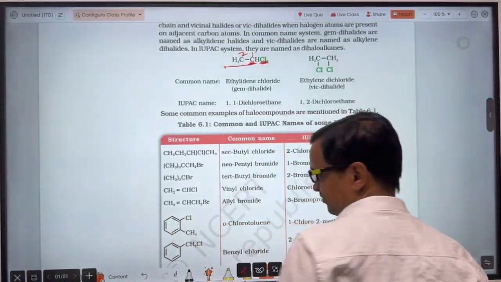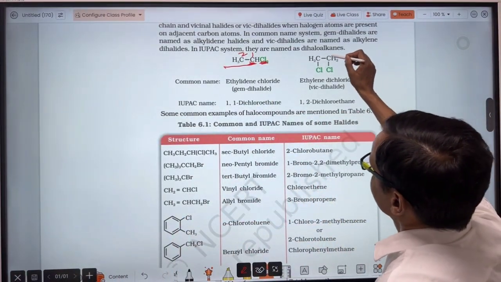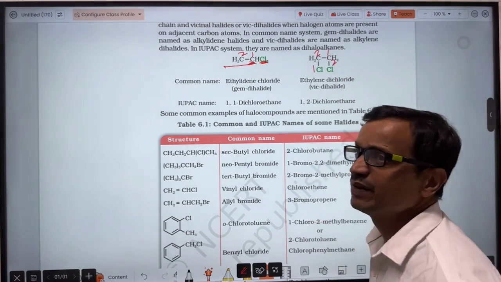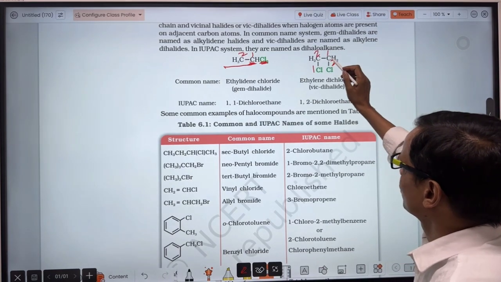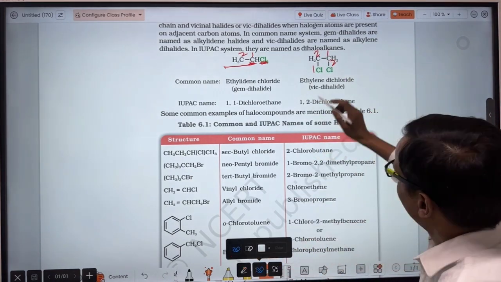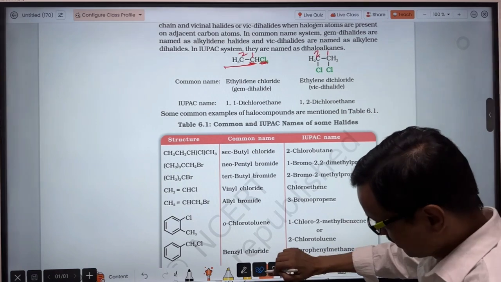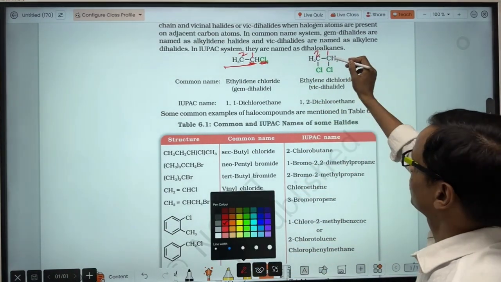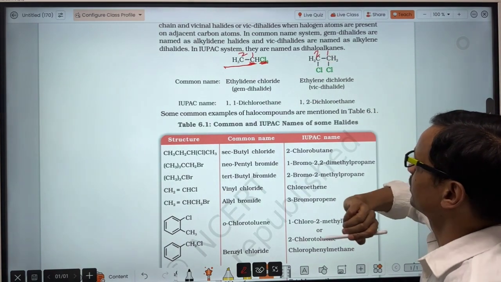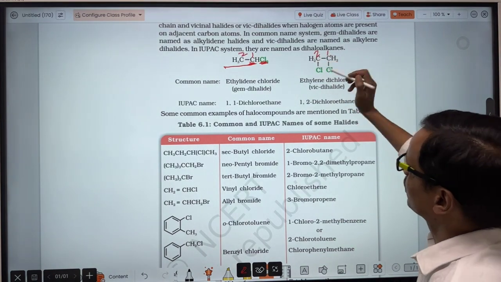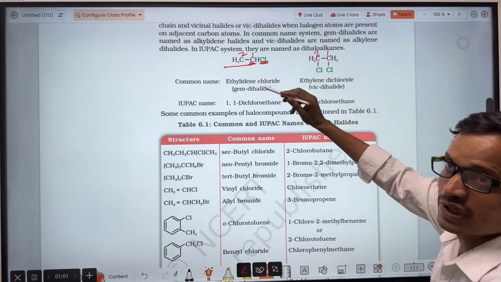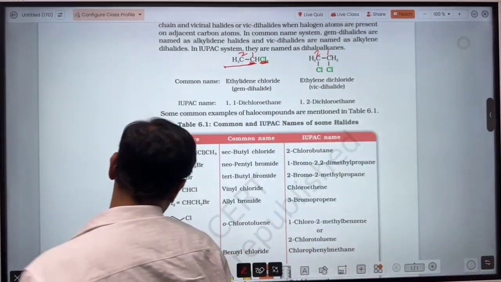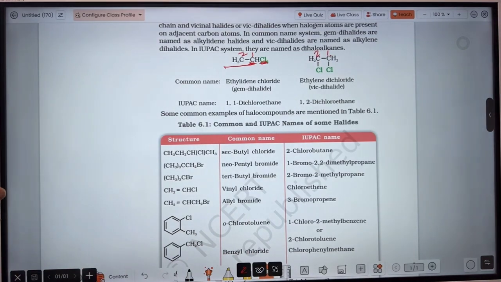In the same way here, in this compound, either you do numbering from this side or from this side, the IUPAC name will be the same. Chlorine is present on the first carbon and the second carbon. So you do the numbering from that side or that side, it doesn't matter. Chlorine is bonded to the first carbon as well as the second carbon, so that will be called 1,2-dichloro. The main chain is of two carbons, so ethane: 1,2-dichloroethane. The IUPAC name of the compound will be 1,2-dichloroethane.